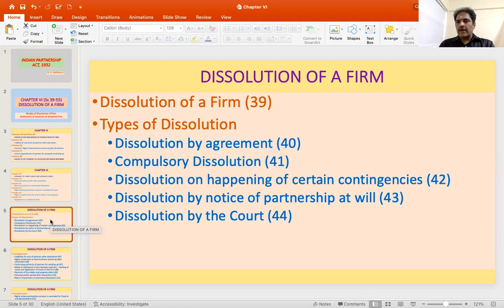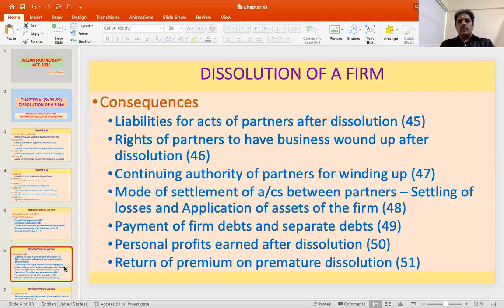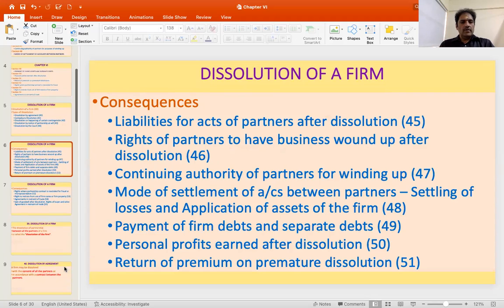Just like you have winding up, voluntary winding up, etc., here also you have dissolution: one by agreement, second compulsory, third on happening of certain contingencies, fourth in case of a partnership at will, what is the mechanism of dissolution, then last is the dissolution by court. Then section 45 onwards, they talk about the consequences of dissolution.